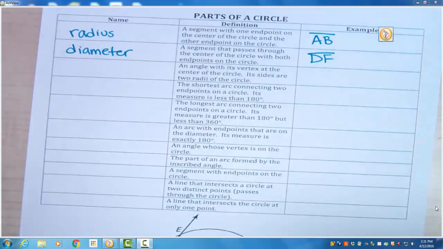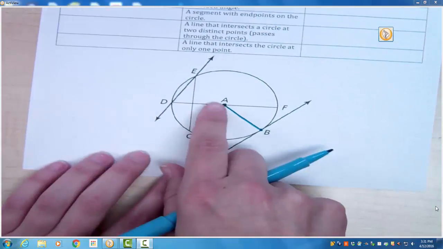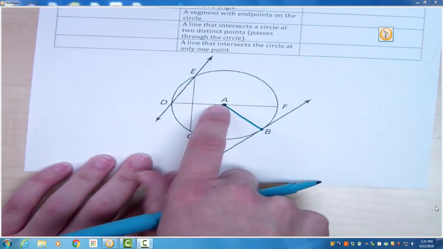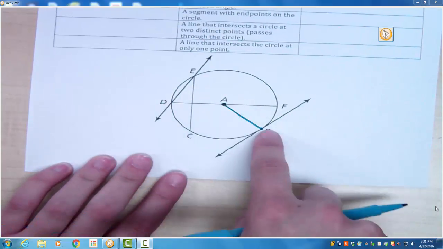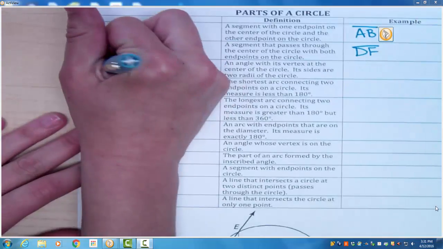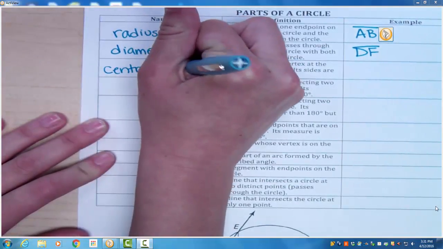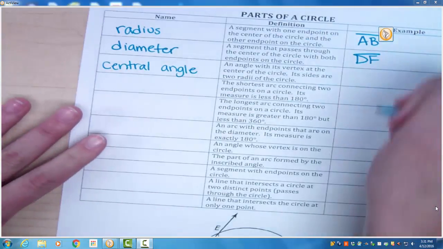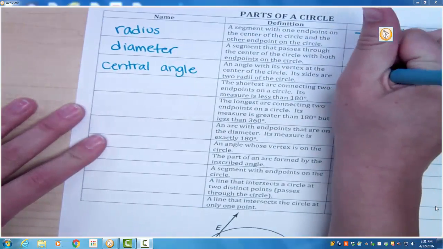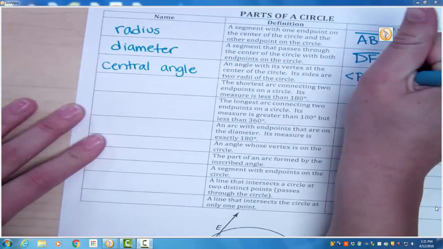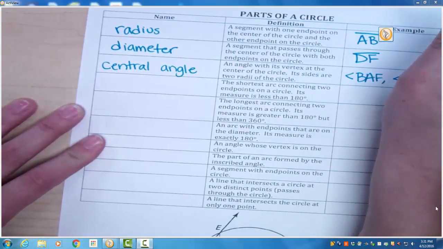Now we have an angle with its vertex at the center of the circle. So an angle with its vertex at the center of the circle would be one of these angles here. It sounds just like it is. That is a central angle. An example of that would be angle BAF or angle DAB.